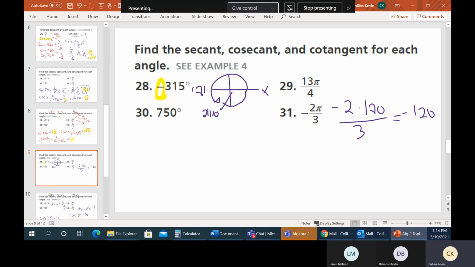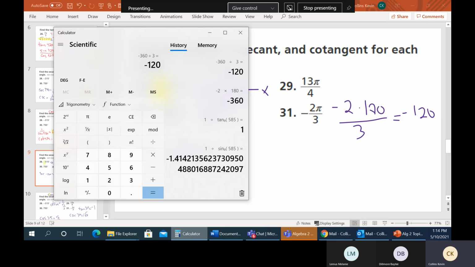But we can use the negative sign. It's no big deal. So let's go ahead and do that. So again, the secant this time is -120. All right, so let's see if we get here. So there's our -120.